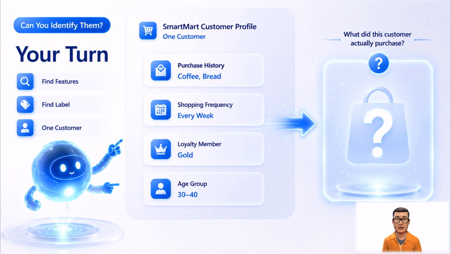Ask yourself the question, which of these pieces of information help describe the customer? Those are the features. Now look at the product card with the question mark. That represents the label. It's the product this customer actually purchased in the historical record. So in this example, the customer information is made up of features. The actual purchased product is the label. If you can identify those two parts, you have understood one of the most important ideas in supervised machine learning.